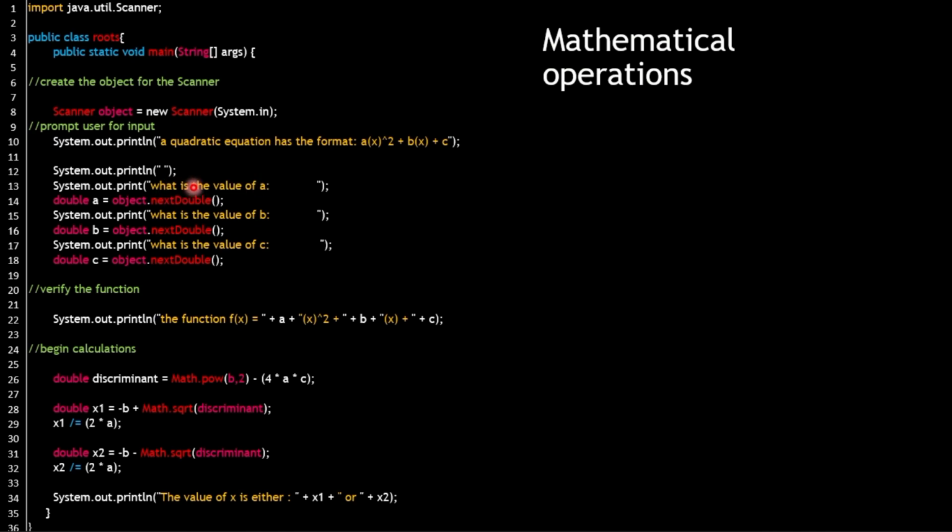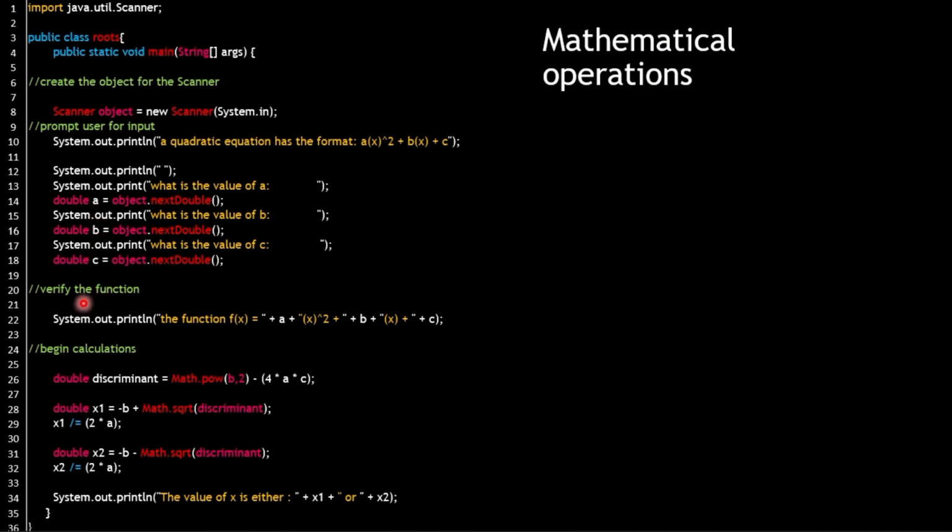So we are saying what is the value of a, and here the user is going to put in the value of a. What is the value of b? The user is going to put in the value of b and c. So we use double because any value of a here can be any number. It could be a fraction. It could be any value, so long as it's multiplied by x raised to the power of 2. That's what a quadratic equation is. So we're declaring it as a double. So we have a, b, and c.